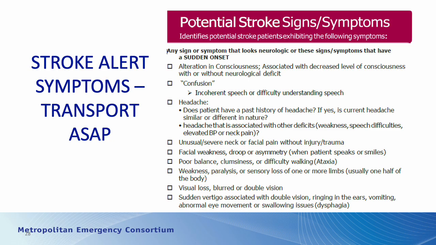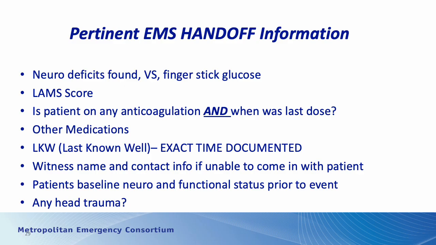So, okay, you've got a patient, you've got to take them to the hospital. What kind of things do you need to do for the hospital in terms of your communications? Well, make your report short and to the point, but cover the bases. What are the neurodeficits you found? What are their vital signs like? What is their finger stick? What is their LAMS score, discriminator between large vessel versus not large vessel occlusion?